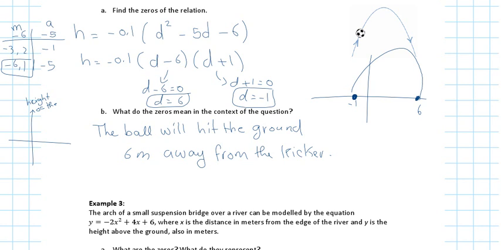So height of the ball, and when I'm looking at the x, distance from the kicker. Write them. It will be easier for you to understand what the question is asking you for once you label these things. Then you can visualize.